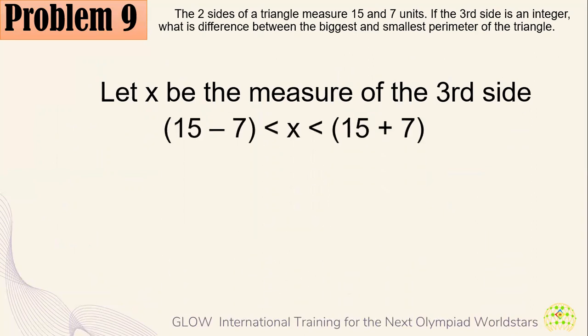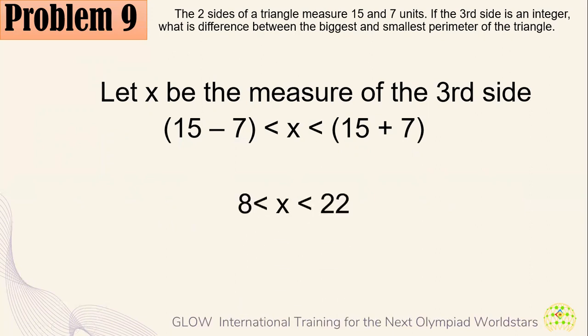And we have to remember this, people. We have to remember this. If you are given the two sides of a triangle, then the measure of the third side, or of the remaining side, is always between the positive difference and the sum of the two sides. That's why x here is between 15 minus 7 and 15 plus 7.